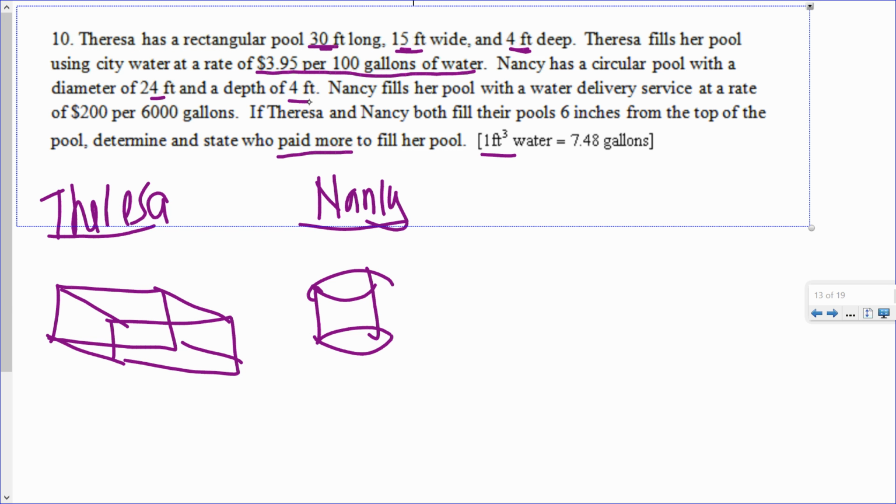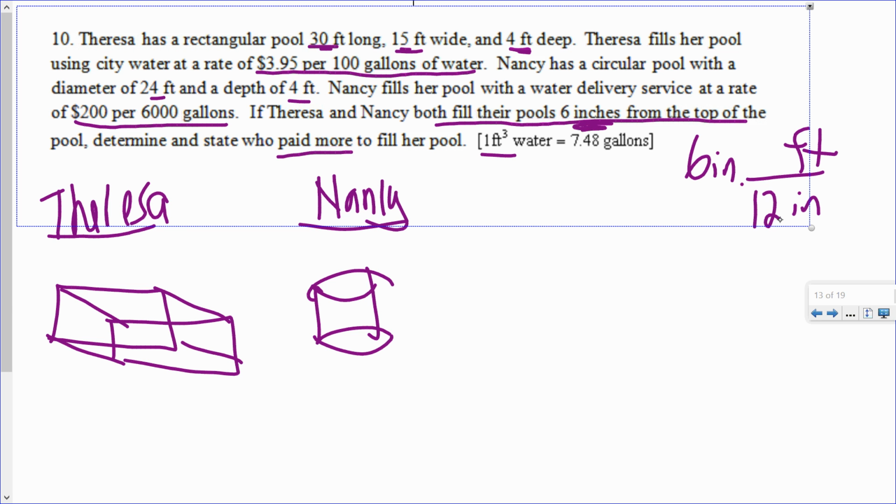Nancy fills her pool with a delivery service at a rate of $200 per 6,000 gallons. All right. If Teresa and Nancy both fill their pools 6 inches from the top. So this is the issue that a lot of students have understanding what's going on here. So first of all, the units are bad. This is inches, this is feet. So let's make inches into feet by doing my conversion. Inches goes on bottom. There's 12 inches in 1 foot. I have 6 over 12, which is 0.5 feet.